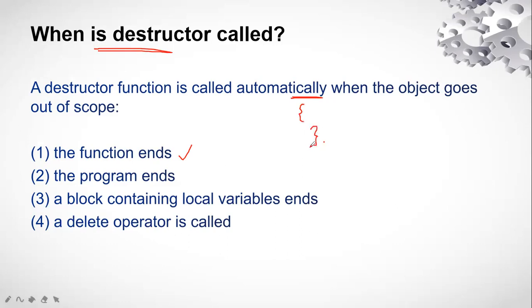So that means this function ends, or the program ends, or a block containing a local variable ends, or a delete operator is called. So this particular destructor function will be called with these four things. Either there is the end of the function, or the program is ending, or the local variables are being ended in a block, or the delete operator is called with the destructor.